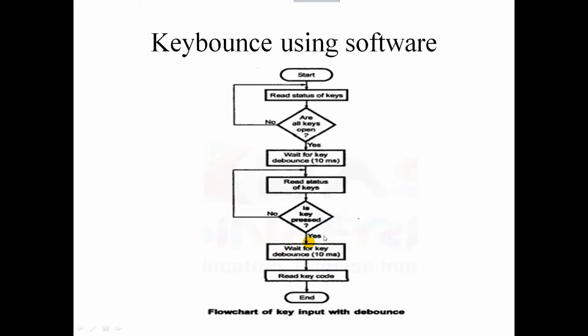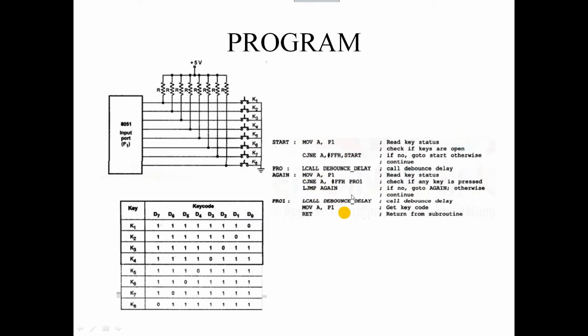So if the key is closed now, it will wait for some more time and read the key data. If the key is still not pressed, it will go on reading the status of the keys. That is what is programmed in this particular program. Here you can notice that first the status of P1 is transferred to the A register. Here it will be checking whether the key is open or not.